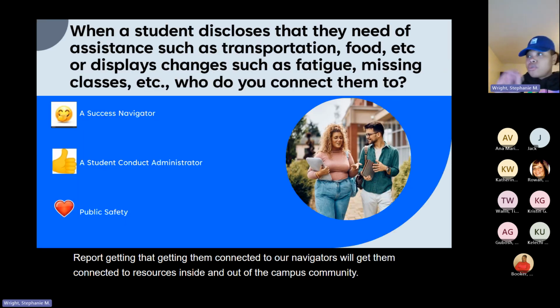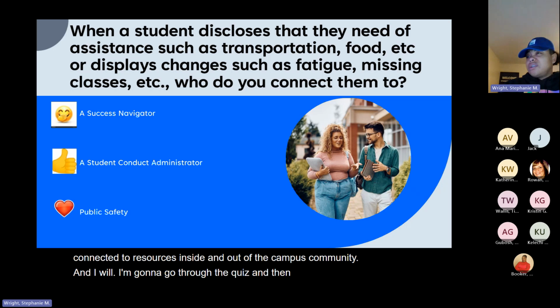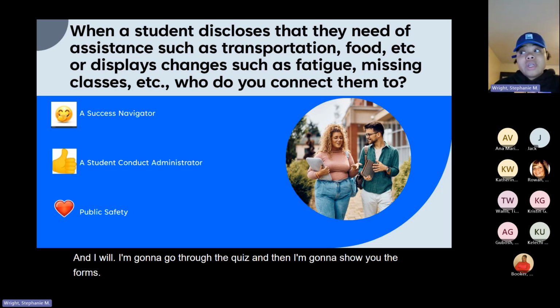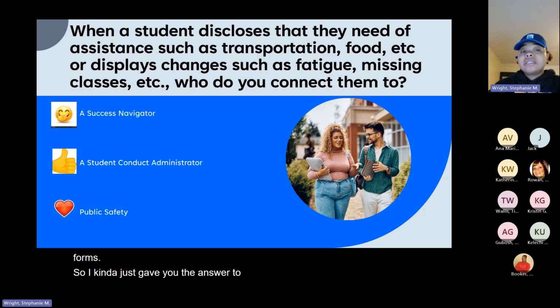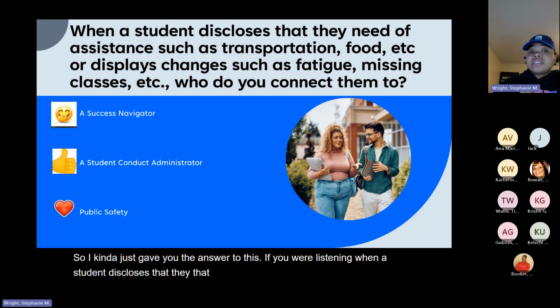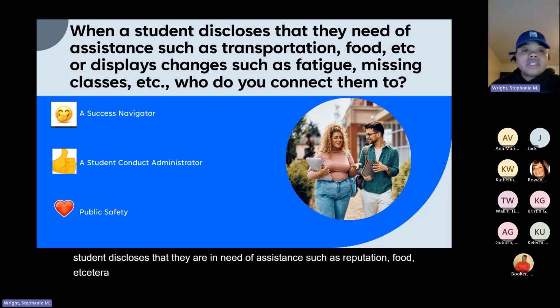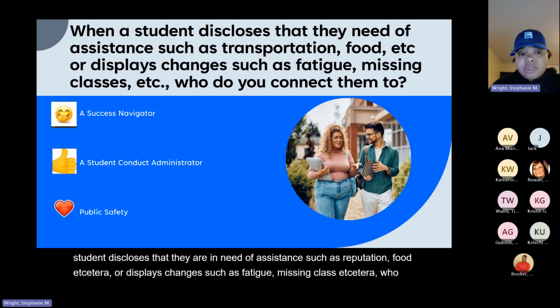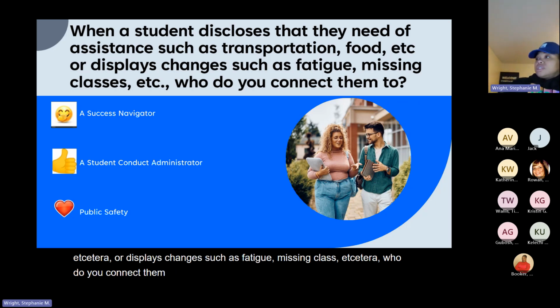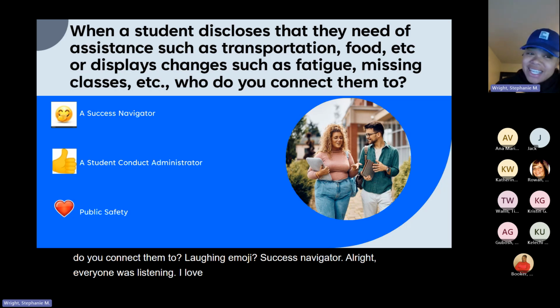I'm going to go through the quiz and then I'm going to show you the forms. So I kind of just gave you the answer to this, if you were listening. When a student discloses that they are in need of assistance, such as transportation, food, etc., or displays changes such as fatigue, missing class, etc., who do you connect them to? Success navigator. All right, everyone was listening. I love it. Absolutely.